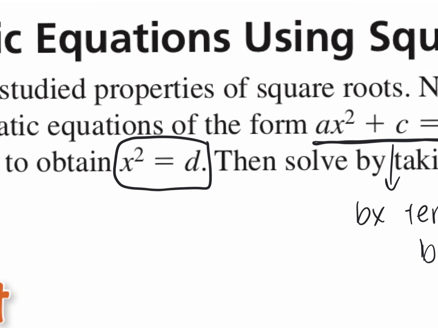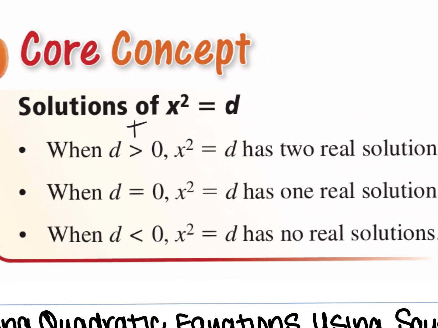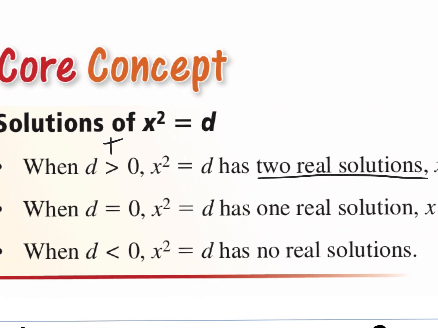So the first one that I want to show you is when your d values are greater than 0. What kind of numbers are bigger than 0? 1, 2, 3, 4. What do all those numbers have in common? Positive. They're positive. So put a plus sign up here. If your d value is positive, when we get x squared equals d, it's going to have 2 real solutions. 2 real solutions. And I'll explain why in a moment.